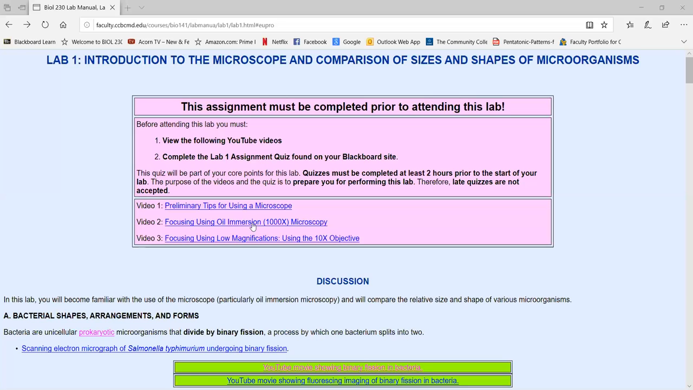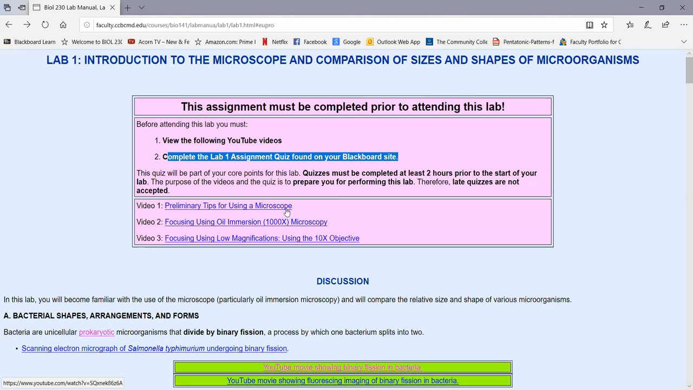So this is the first lab where we have YouTube videos to watch on laboratory techniques, and you have a pre-lab quiz you have to take on Blackboard prior to that day's lab to prepare you for the lab. And here's the three videos you'll be watching: preliminary tips for using a microscope, the most important one, focusing using oil immersion microscopy or 1000 magnification, and finally, focusing using low magnification or a 10x objective.